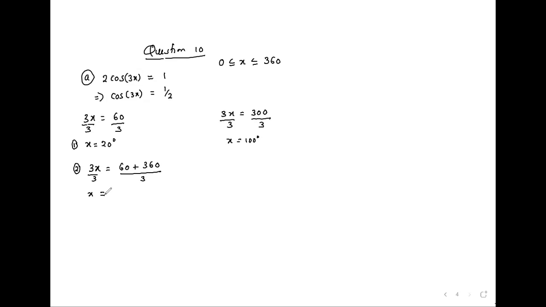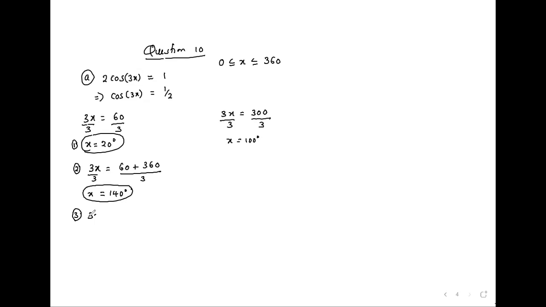Well, let me be sure. So that will be 60 plus 360, that is 420. We divide by 3, we get 140. So we have the second solution. That was the first solution from that. The third one, we go again.